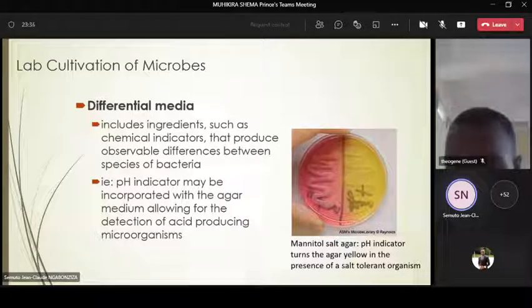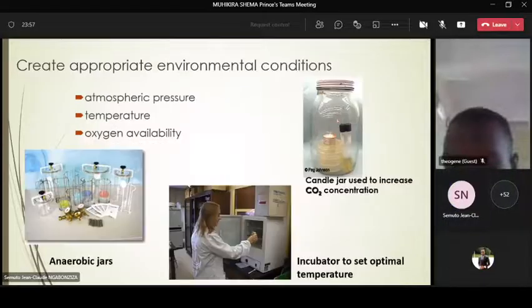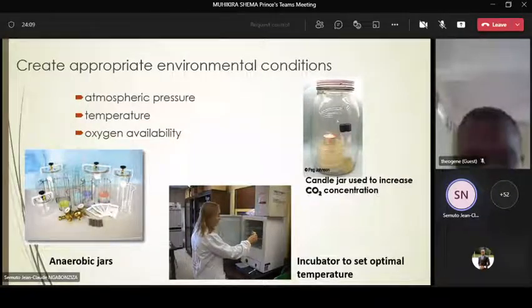So it includes ingredients such as chemicals, indicators that produce observable differences between species of bacteria. So based on pH, you can see that the indicator here has changed, and this means the bacteria have used the component in this media, which is mannitol. So to grow bacteria, as we said, again, you have to create appropriate environmental conditions. And this includes atmospheric pressure, temperature, oxygen availability.